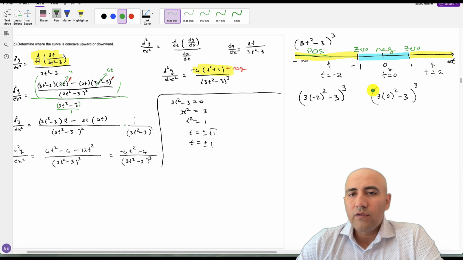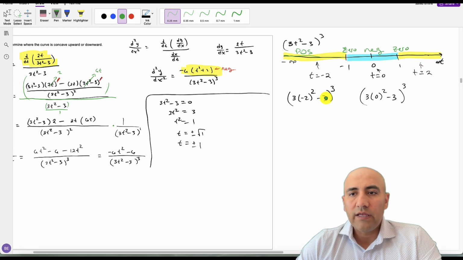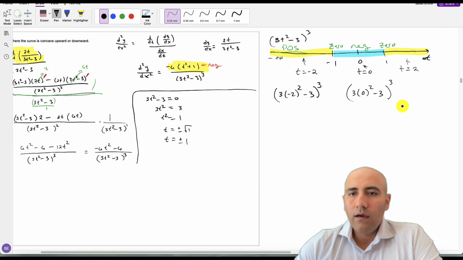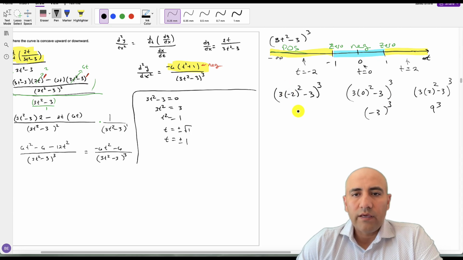And then finally, the same thing is going to happen when I plug in a 2 as what happened with a negative 2. We'll just end up with a positive number. We're going to get 3 times 2 squared minus 3, cubed. That's going to be 4 times 3, 12, and we end up with 9 cubed. And over here, we ended up with the same thing, 9 cubed. So we end up with positives from negative infinity to negative 1, negatives from negative 1 to 1, and then from 1 to infinity, we end up with positives again.